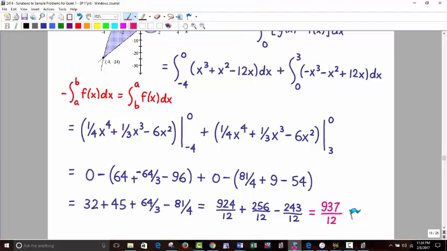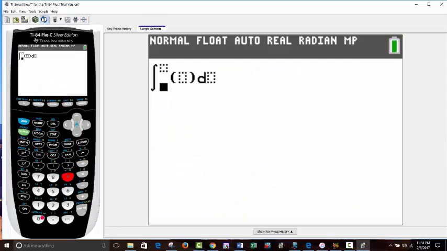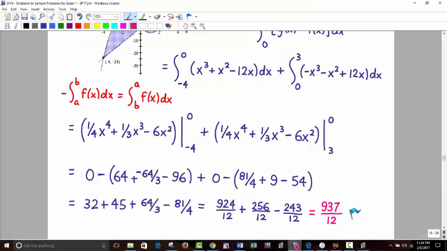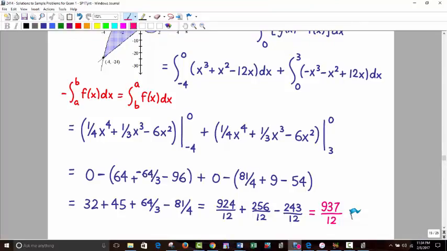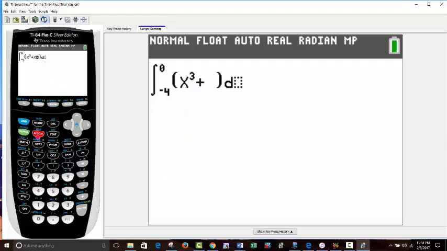So I'll go from -4 to 0, and so I'll come in here and put in x cubed plus x squared minus 12x, dx.